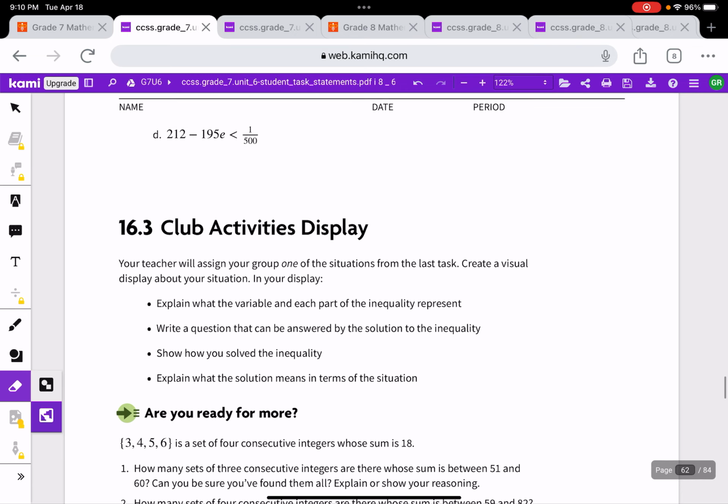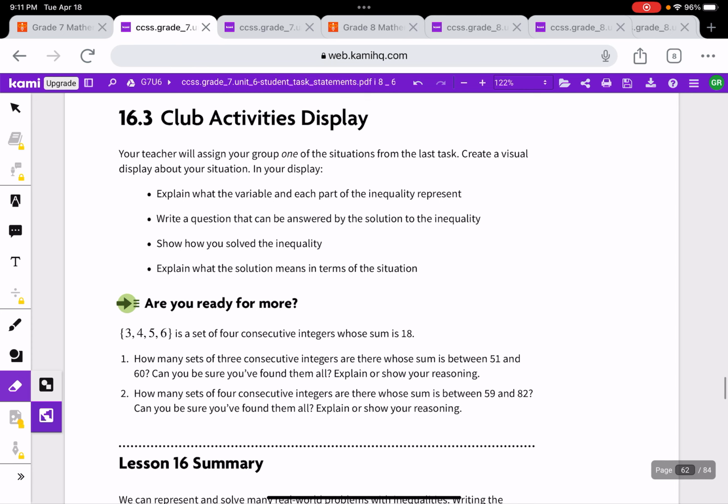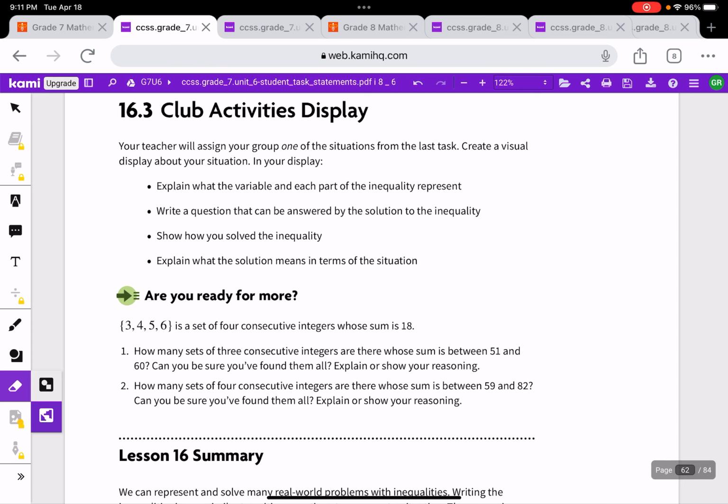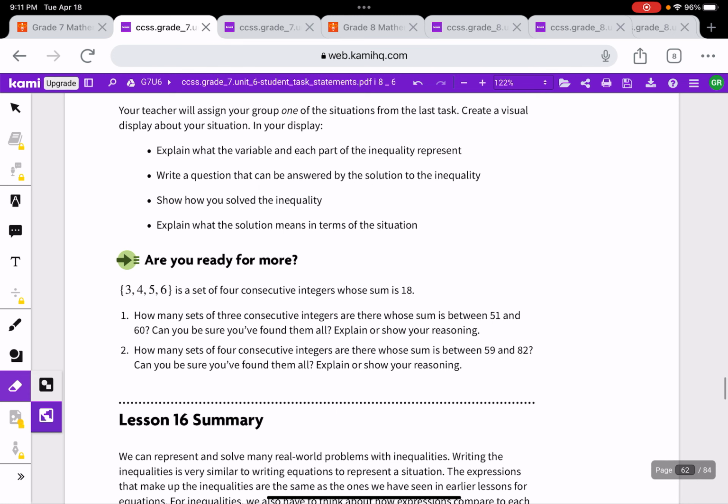Now, the good stuff. 16.3 says your teacher will assign your group. You're going to try this on your own right now, and then if you have time, you can compare this with somebody else who chose the same one. But you'll have to listen to the sub on how he wants that to unfold. He might just say, you know what, nope, just stay put and don't compare. It all kind of depends on how things rock and roll. So 16.3 says your teacher's going to assign you. I'm going to let you pick one.